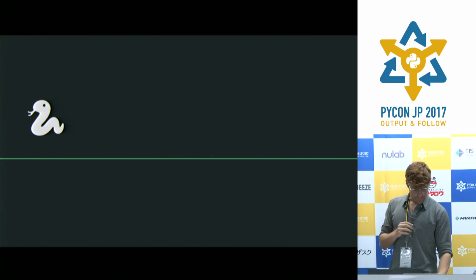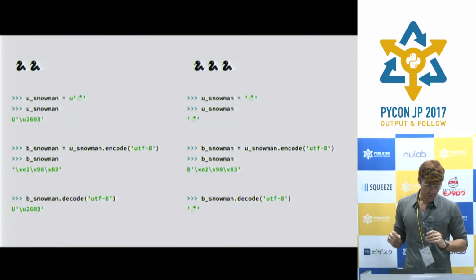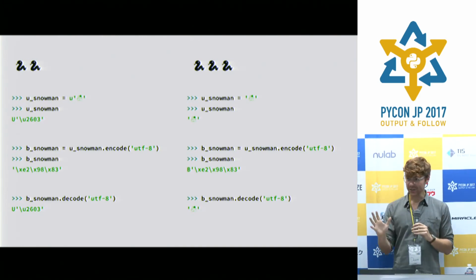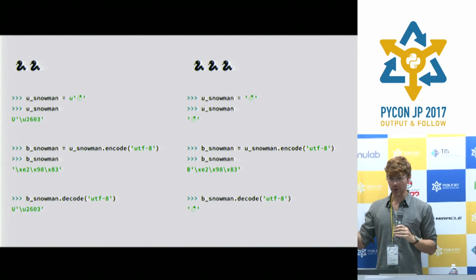So let's talk about Python. In Python, there are 2 things you need to know. There are 2 types of strings. There are byte strings, which are a series of bytes, and then there are code point strings. So there's a series of code points.